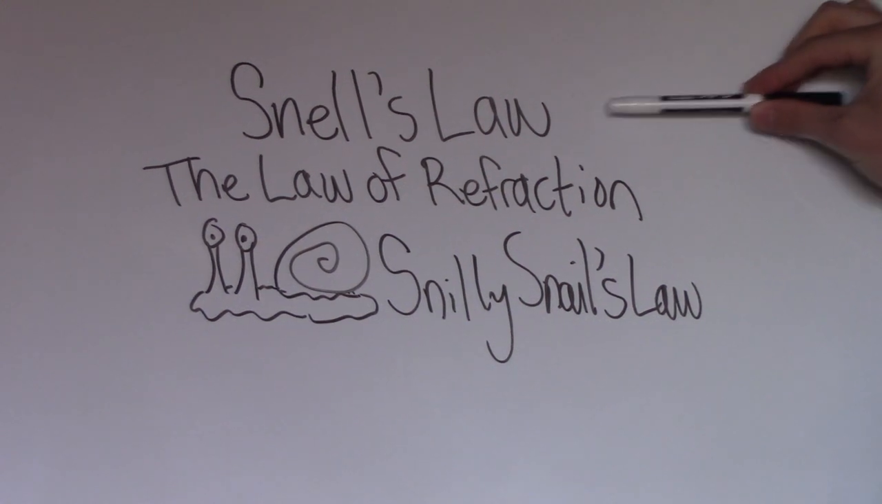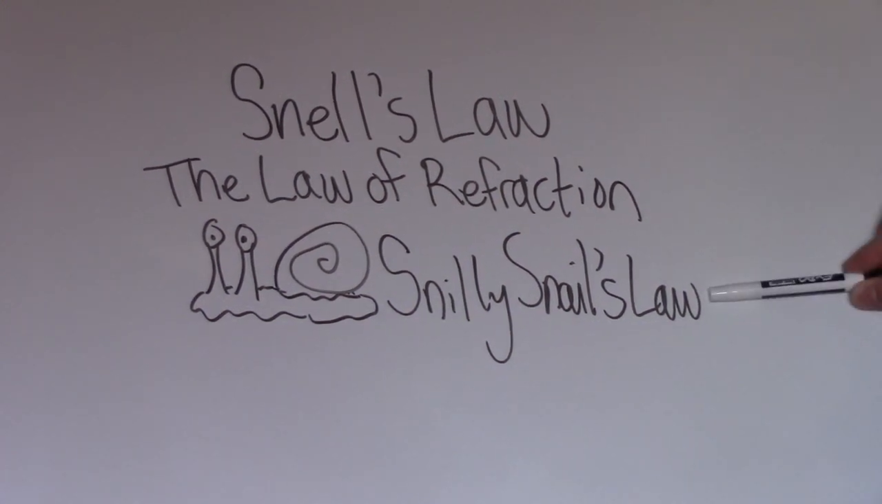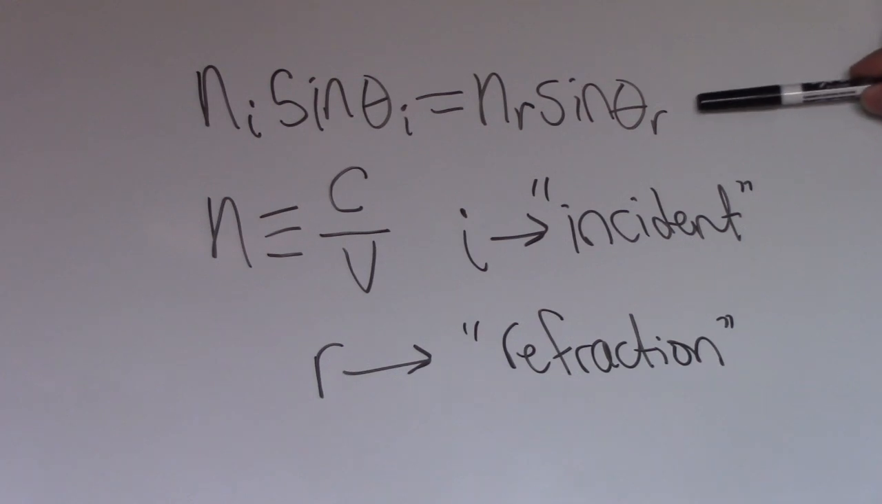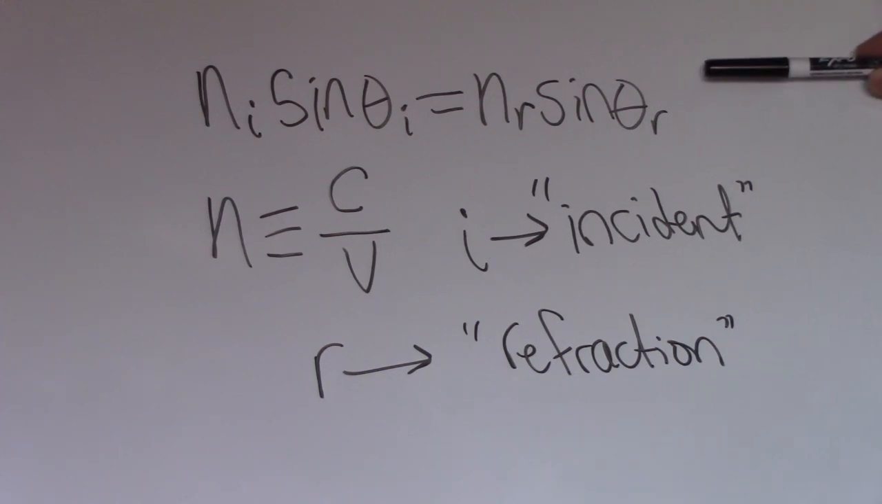Snell's law, also known as the law of refraction. So here's Snell's law. It says that light's index of refraction in its incident medium multiplied by the sine of its angle of incidence is equal to its index of refraction in the medium through which it refracts multiplied by the sine of its angle of refraction.